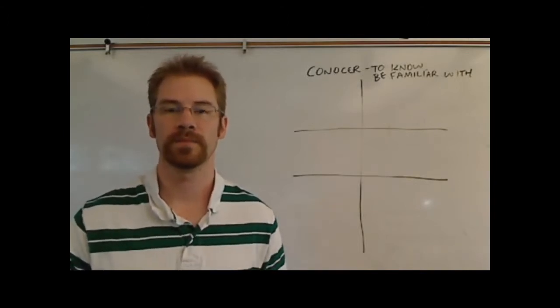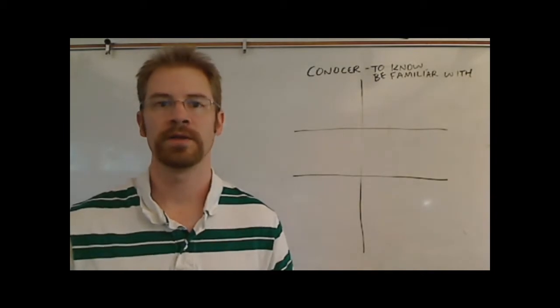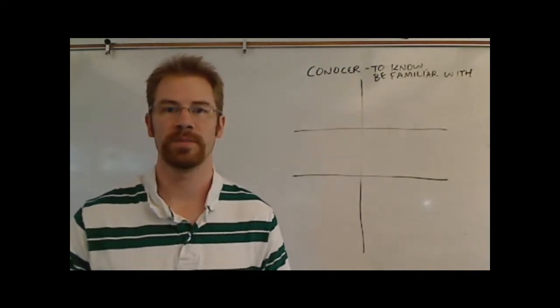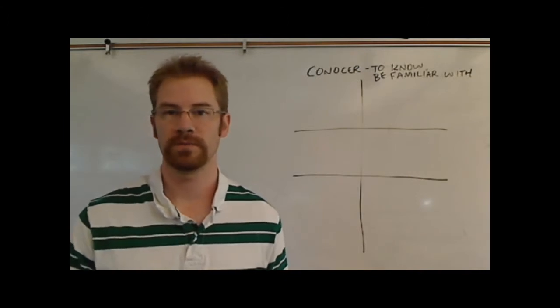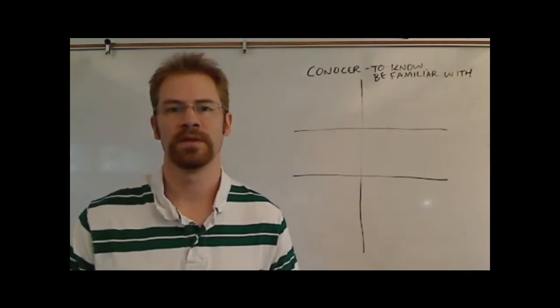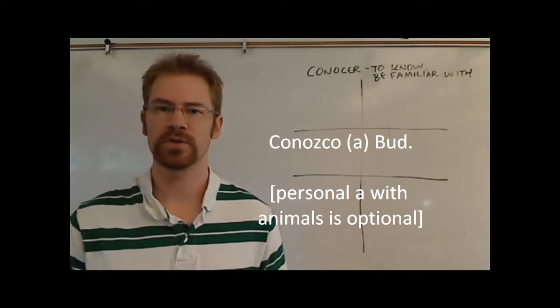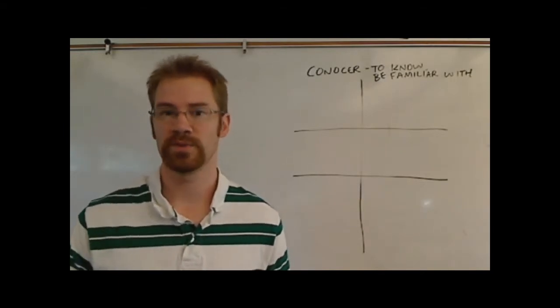And then there's just one more thing with the a personal, is that if you're talking about an animal, it's optional. So say, for example, your friend wants to know if you know his dog or something like that. You could say, sí, conozco Bud. I know Bud. Or you could say, sí, conozco a Bud. It's just kind of an optional thing.